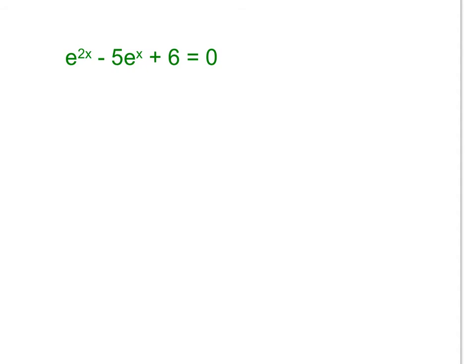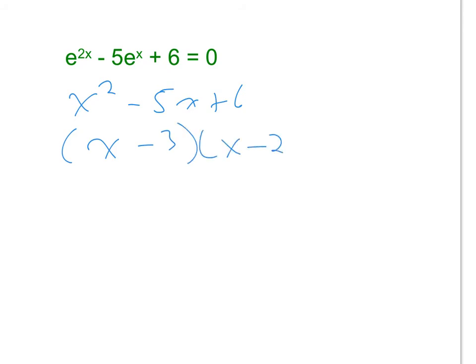For example, I'm going to write this in blue. If this were x squared minus 5x plus 6, I would factor that as x minus 3 times x minus 2 is equal to 0. That's equal to 0. So now I'm going to get x equals 3 or x equals 2. Now we know that we don't have x squared. We have e to the 2x.